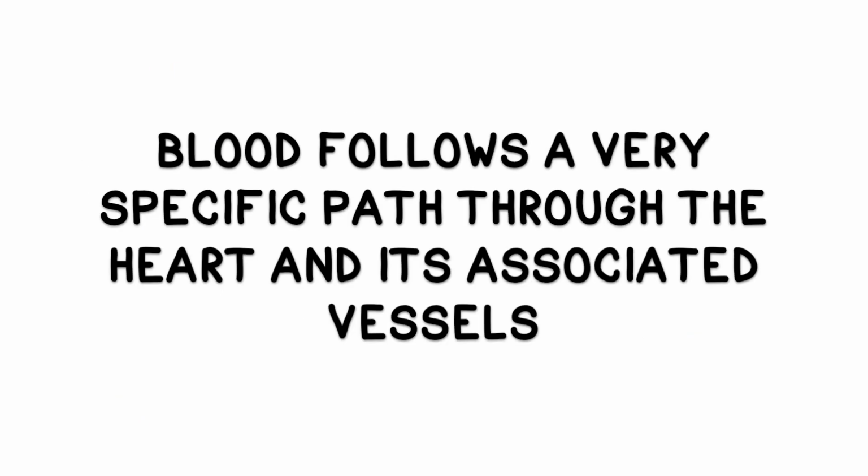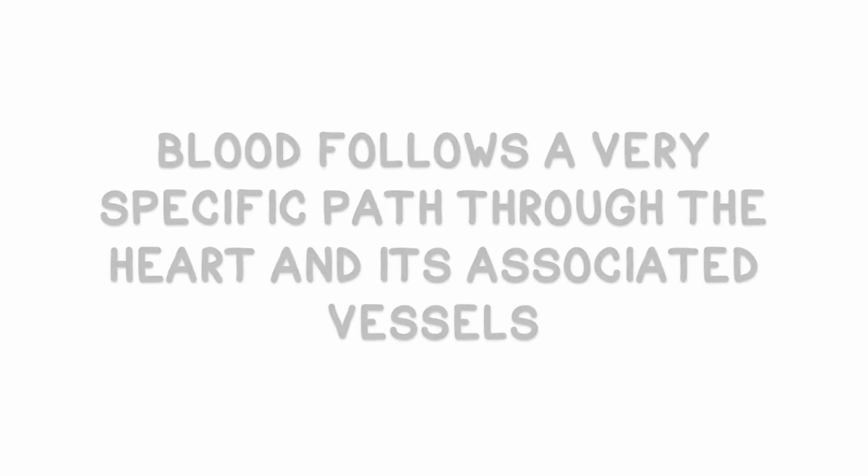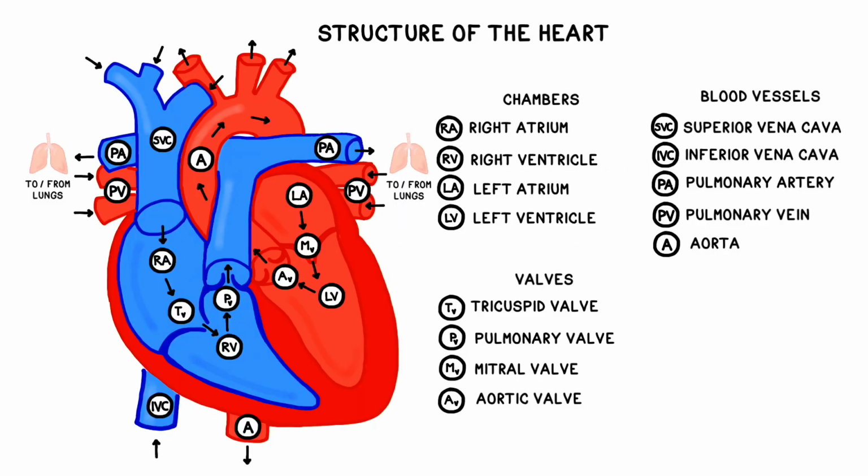The blood flows through a very specific path through the heart and encounters a number of important structures along the way. This pathway is important because it ensures that only oxygen-rich blood is delivered to all your tissues. We'll notice a few fail-safe mechanisms along the way.